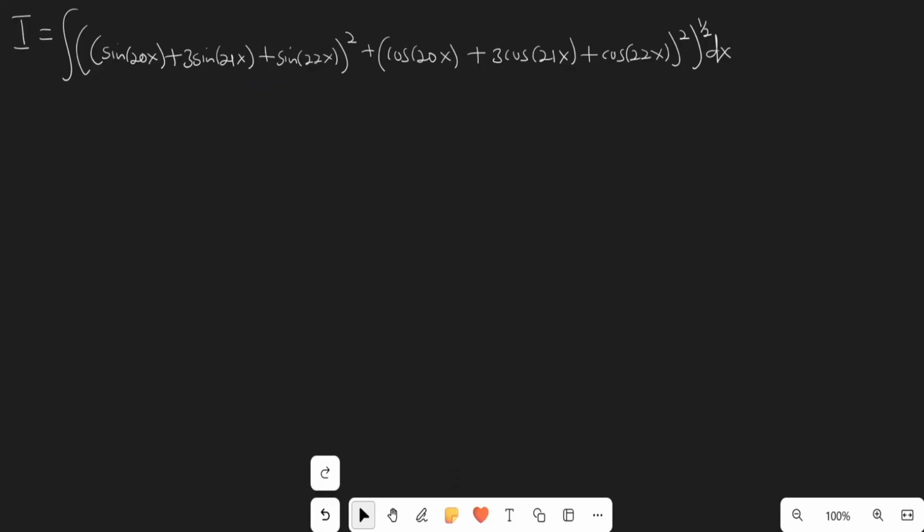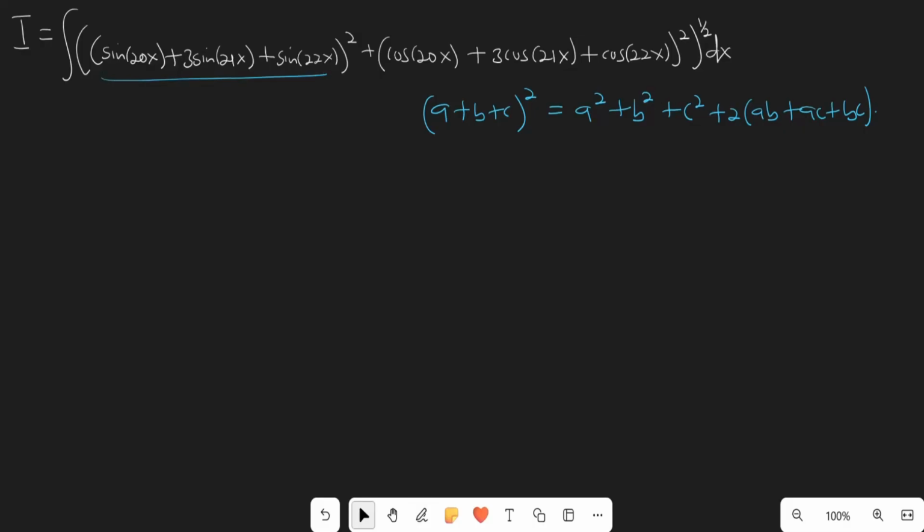But before we proceed with the video, we have to know this. The square of the sum of a, b and c can be written as a squared plus b squared plus c squared plus 2 times the cross terms, that is ab plus ac plus bc. This one can be likened to (a plus b plus c) squared, and this one is the same as the cosine terms. So let's do that right now.